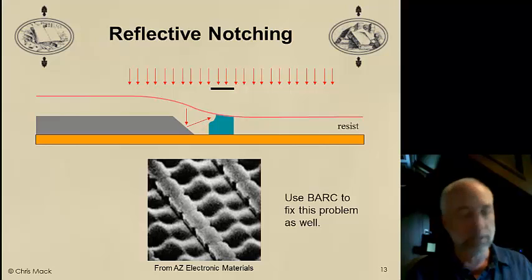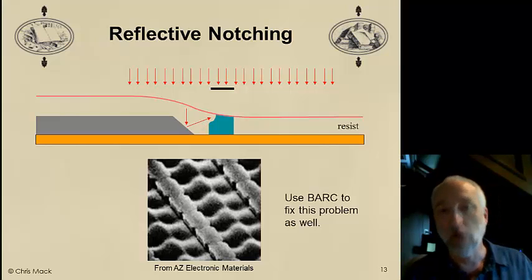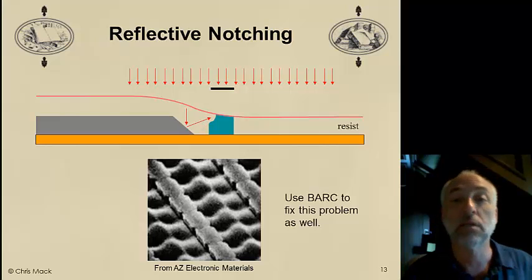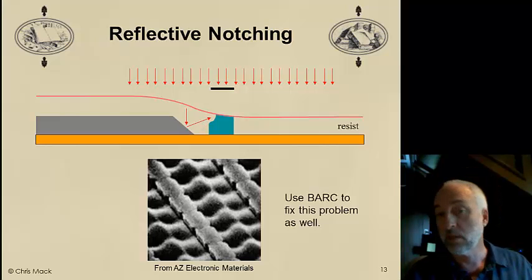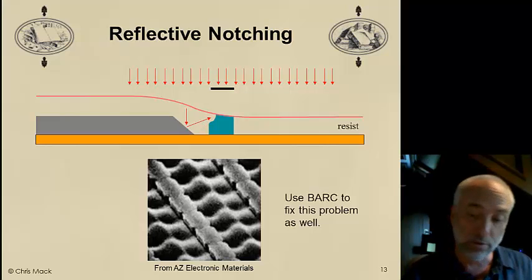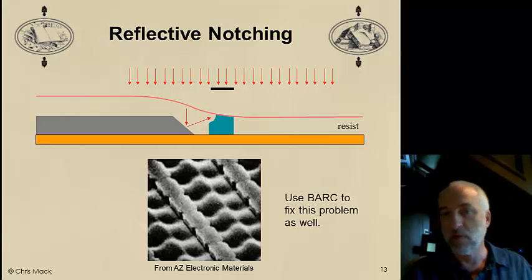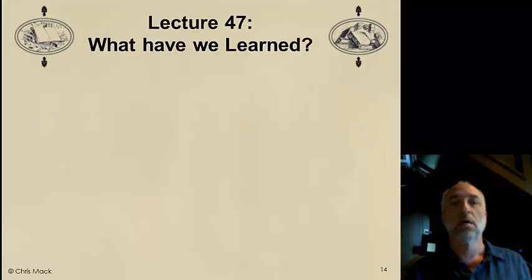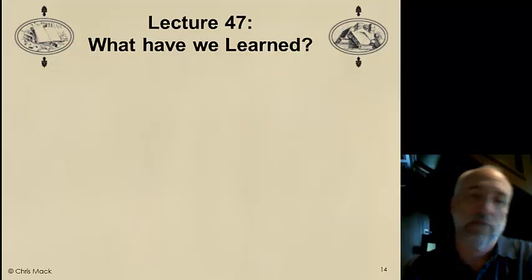What can we do to fix it? Well, the same thing we've done before. A bottom anti-reflective coating. It's about the only thing that is effective at fixing these reflective notching problems. So as we can see, bottom anti-reflective coatings cure a lot of ills, and that's why they're universally used in advanced lithography processes today. So what have we learned in lecture 47?